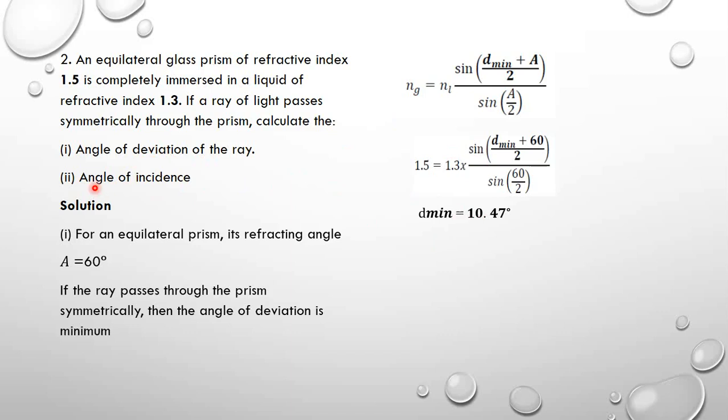Then let us also get the angle of incidence. The angle of incidence, you can use the formula. I is equal to D mean plus A divided by 2, and therefore I is going to be 10.47 plus 60 divided by 2, which will give us 35.24 degrees.